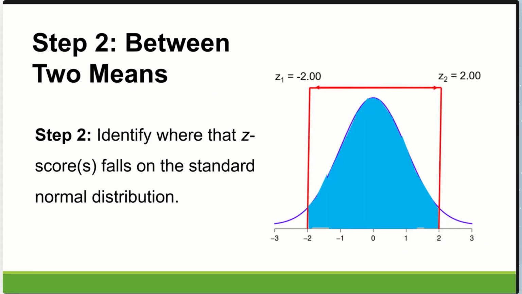Now in step 2, we want to locate our z-scores in our standard normal distribution, and we shade in between those two z-scores. So z-score 1 is 2 standard deviations below the center, so it's -2. And z2 is 2 standard deviations above the center, and so that's a z-score of 2. What we're interested in is this huge part of the distribution that's between these two z-scores. In order to determine that, we want to look up z-score 1 and z-score 2 in the z-table.